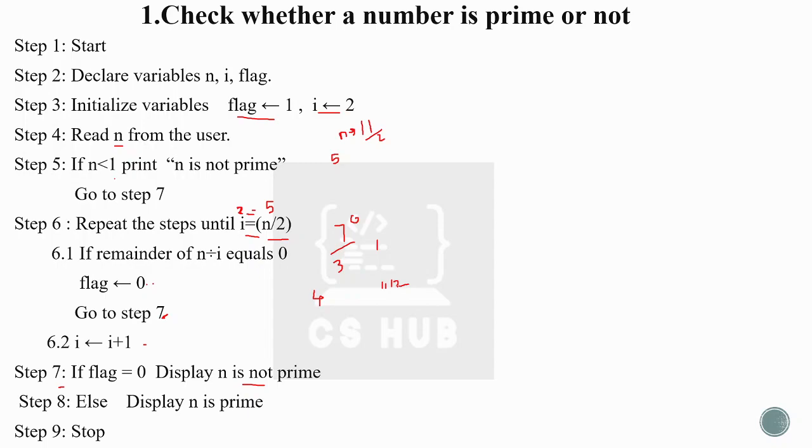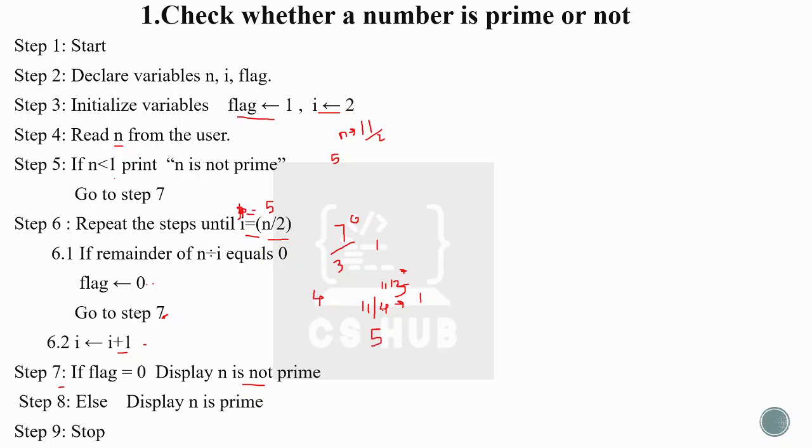I is incremented, which means 2 got incremented to 3, and 3 is less than 5, that's okay. So 11 by 3, again there is a remainder. So again I got incremented to 4, and here also 4 is less than 5, so we can continue. And 11 by 4, here also there is a remainder. So again our I got incremented to 5.